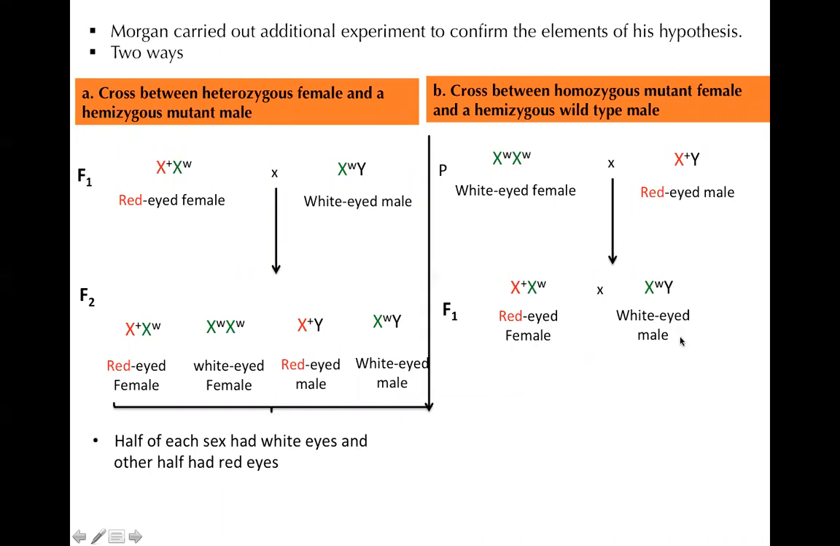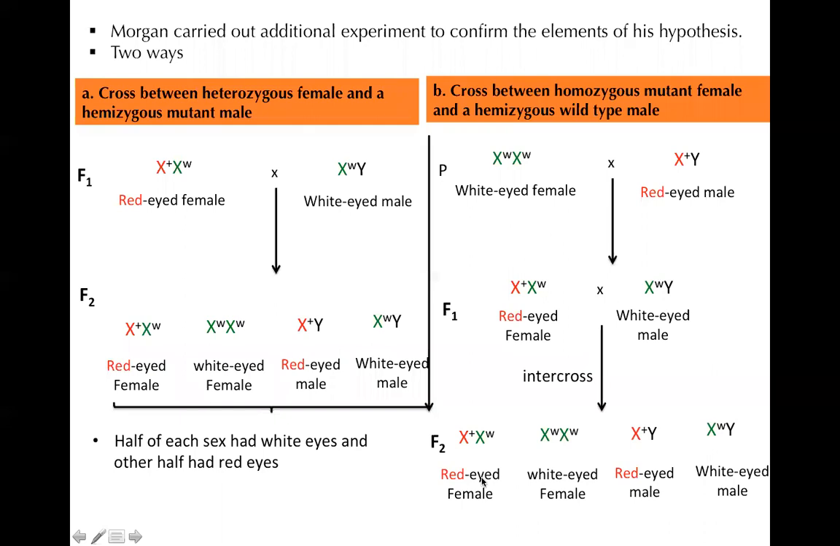So two different kinds of F1s. What he did was intercross these. Again, these are like brothers and sisters. They intermated these two progenies, and he got a red-eyed female, white-eyed female, red-eyed male, and white-eyed male. So the end result of this experiment and the earlier one is the same.